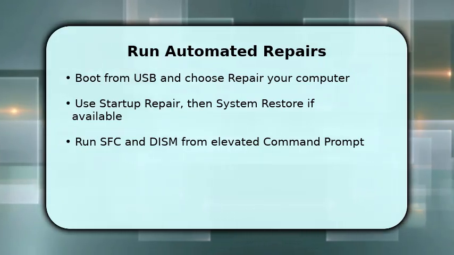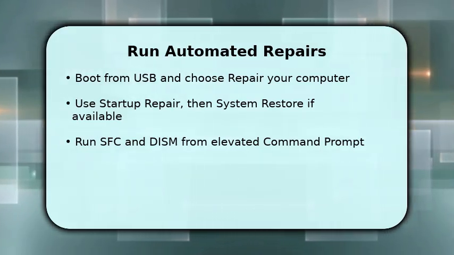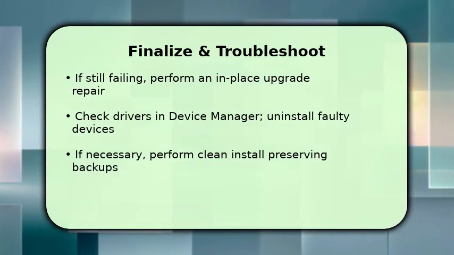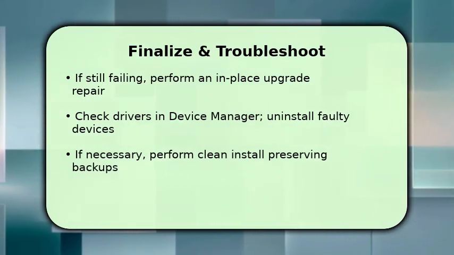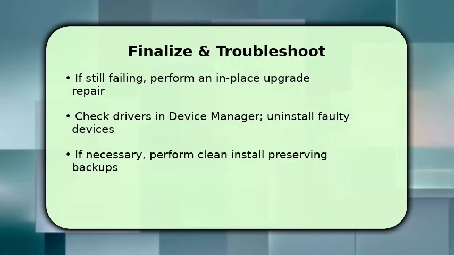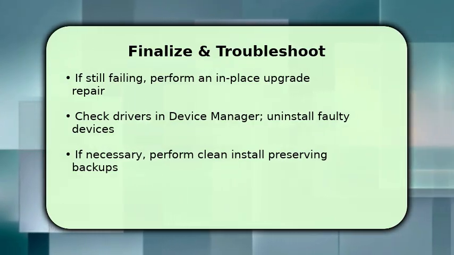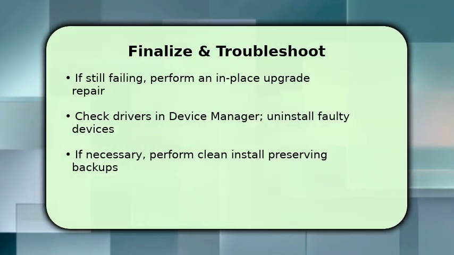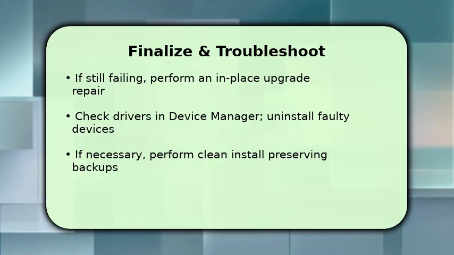You finish by restoring system stability and handling edge cases. If file repairs fixed corruption but issues persist, perform an in-place upgrade repair from the bootable USB to refresh system files without losing apps. Make sure to check Device Manager for driver conflicts and uninstall or update problematic drivers. If nothing resolves the fault, back up and perform a clean install.